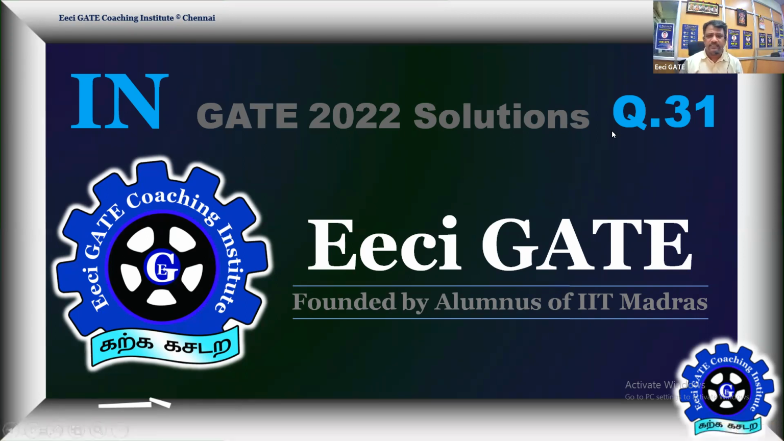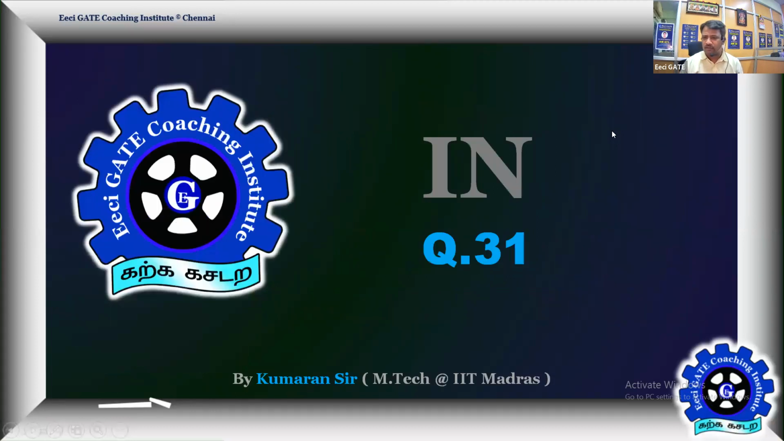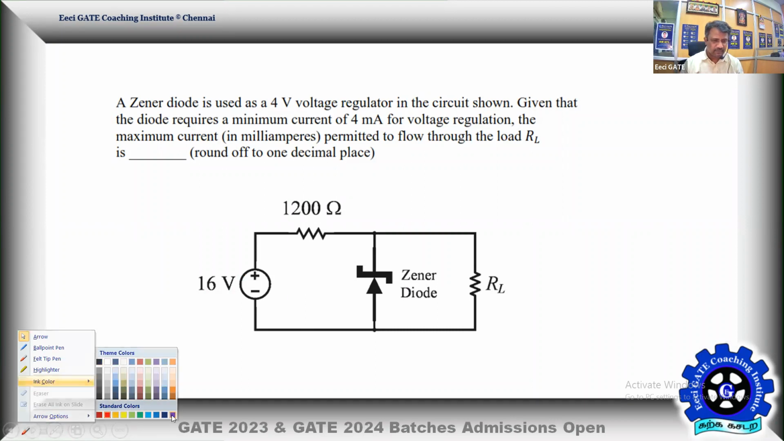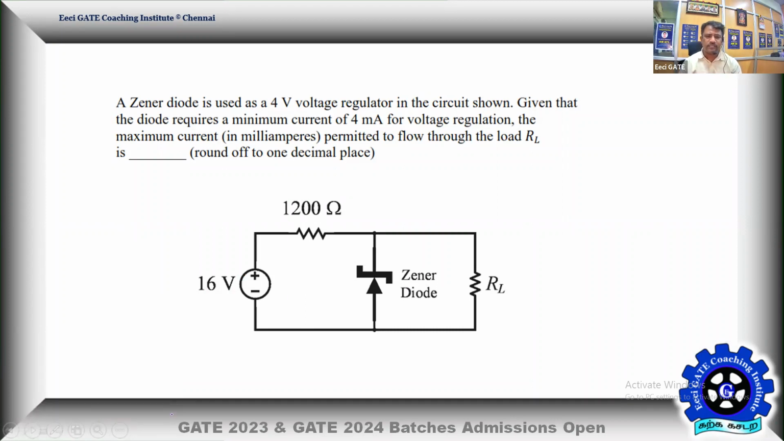Problem number 31. One more from analog electronics based on a Zener diode. Given a Zener diode used as a 4-volt voltage regulator in the given circuit. That means the Zener diode breakdown voltage is not mentioned, so you can take its reverse breakdown voltage as 4 volt. Otherwise it can't act as a 4-volt voltage regulator. Given a Zener, its breakdown potential is 4 volt, but that is possible only when it has a minimum current of 4 milliamps.